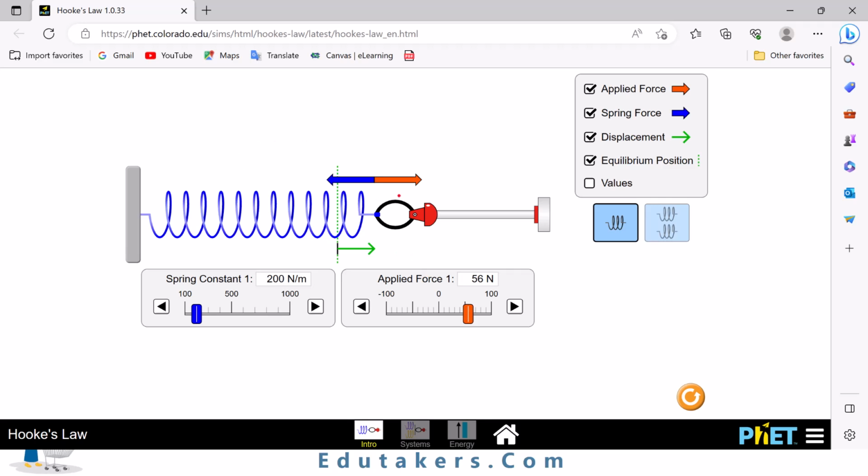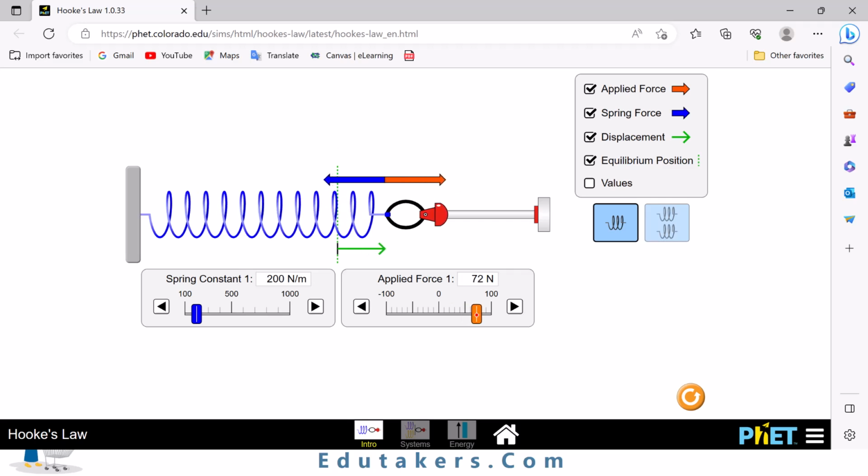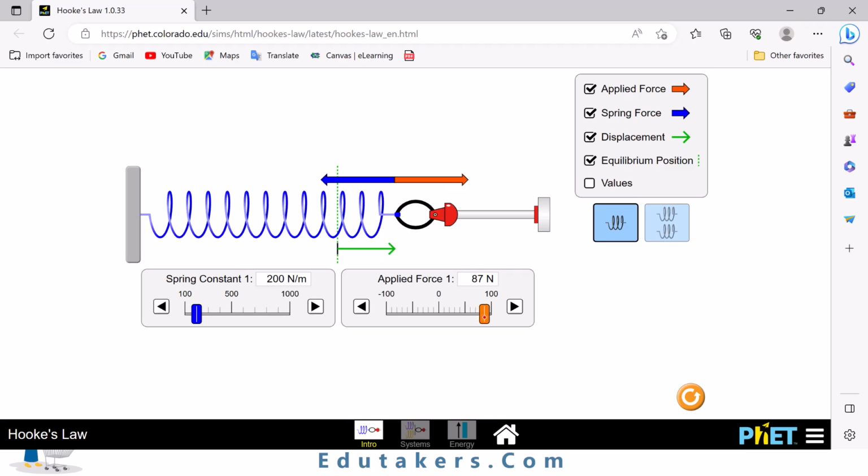But see the length of the applied force and the spring force arrows. Both of these are almost equal length, meaning both have the same magnitude. When I increase the applied force, the displacement increases as well as the spring force. So I can relate the spring force with the displacement or the extension. By increasing the extension, the restoring force also increases. And see here the direction of the blue arrow for the restoring force or spring force. It is towards the mean position.